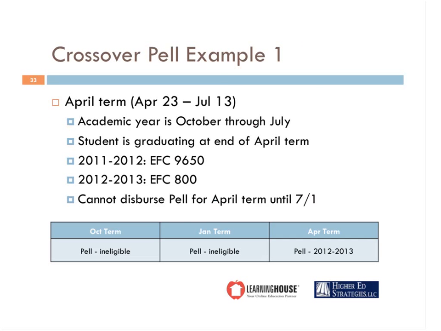Here's an example of a crossover Pell. You'll see that the student, come April term, is actually going to be awarded a Pell Grant for the 12-13 academic year or financial aid award year, even though that April term begins before the 11-12 ends. And this school is able to do this because the April term would extend beyond July. You'll see the April term runs from April 23rd to July 13th, and therefore the school is able to apply the 12-13 Pell.